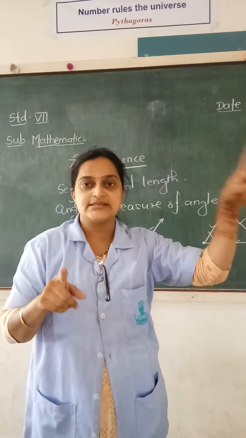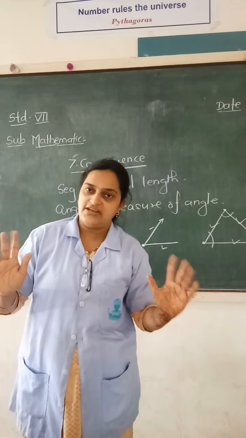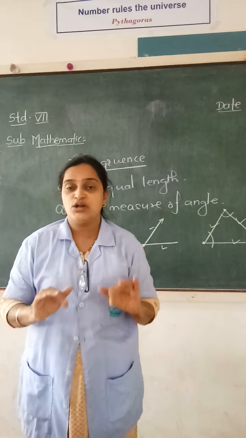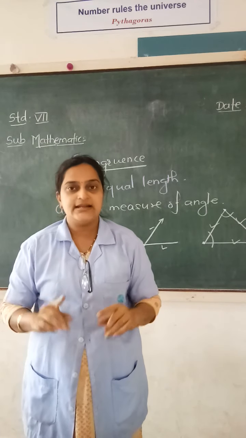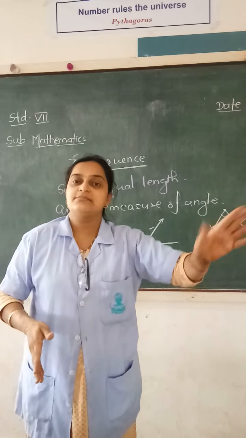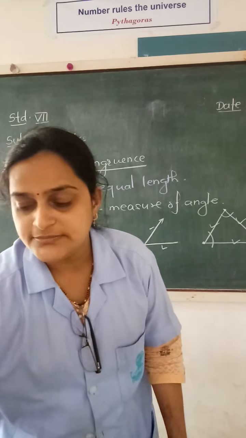Correspondence and congruence, these are two different things. Correspondence exists everywhere, congruence may or may not exist. What I mean to say, see once more I said, correspondence exists, right? But congruence may or may not exist. Are you getting this? Now let us see.